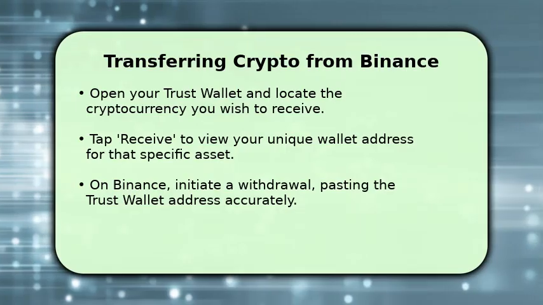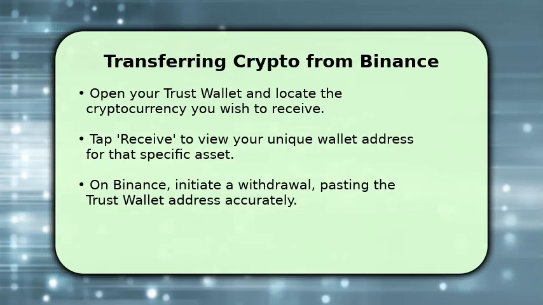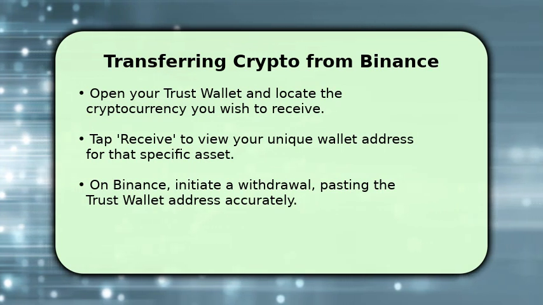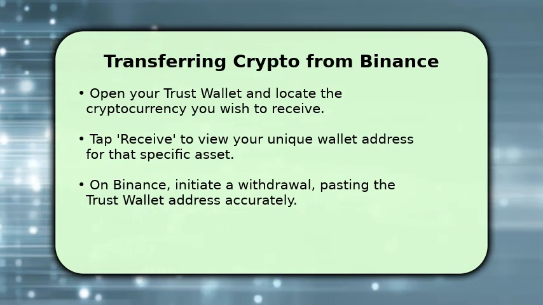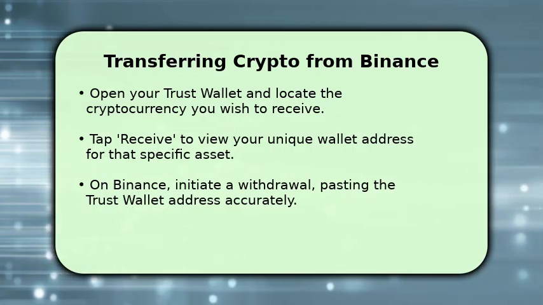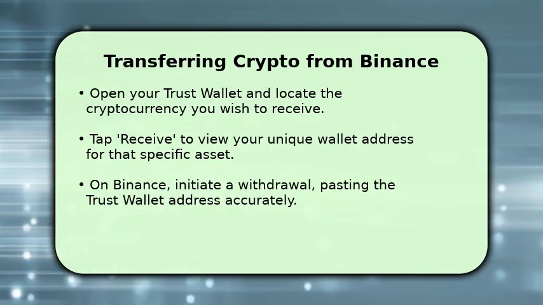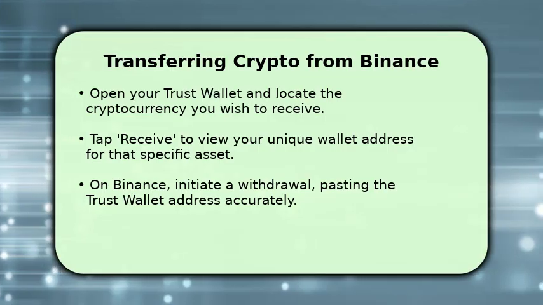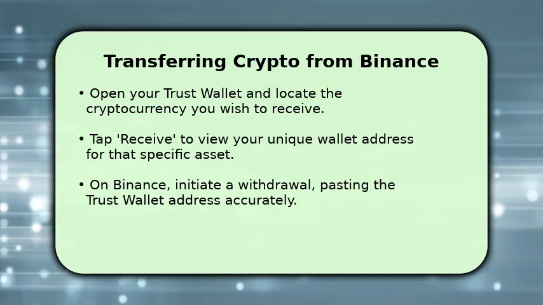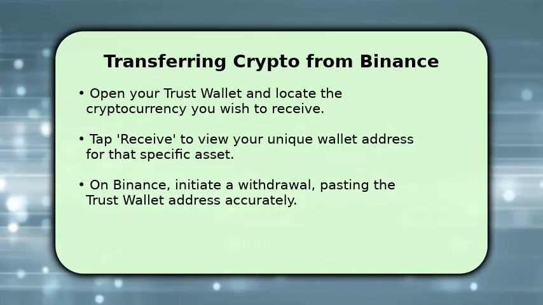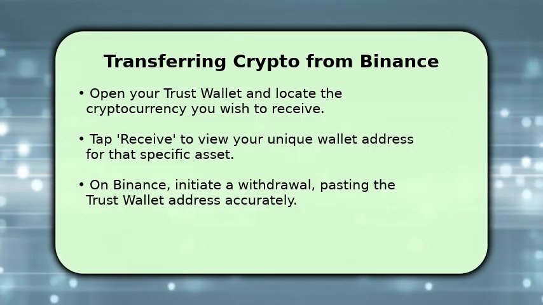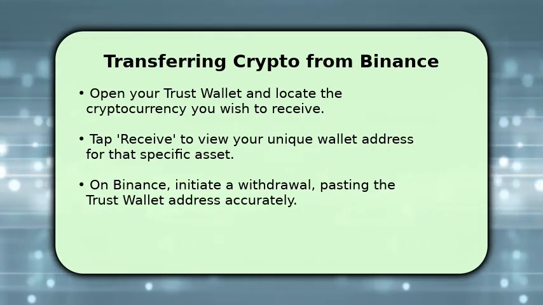Now, let's move some crypto from Binance to your Trust Wallet. In your Trust Wallet, select the cryptocurrency you want to receive, for example, Bitcoin. Tap the Receive button to display your unique wallet address for that asset. Copy this address. Then, go to your Binance account, navigate to the Withdrawal section, and select the same cryptocurrency. Paste the copied Trust Wallet address into the recipient field. Double-check the network and the address before confirming your transfer.